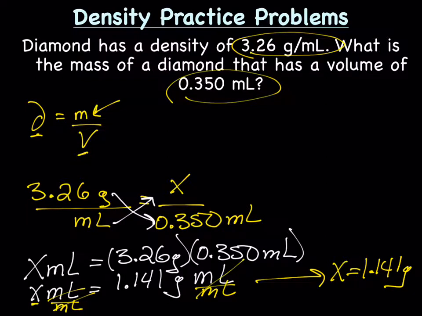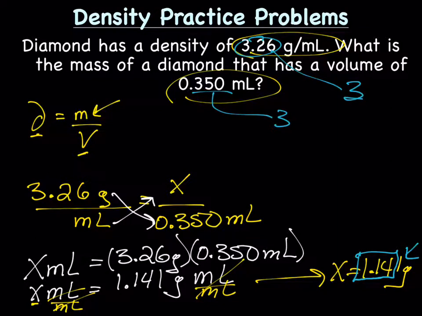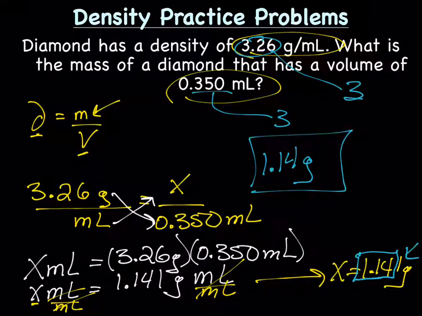So our density right here has 3 sig figs, and our volume also has 3 sig figs because the 0 is significant because it's after a decimal with a non-zero digit in front of it, which means our answer needs to have 3 sig figs, the 1, and the 4. The one that we're dropping is 5 or less than 5. So final answer is 1.14 grams. All right, that's it for today. Have a good one.